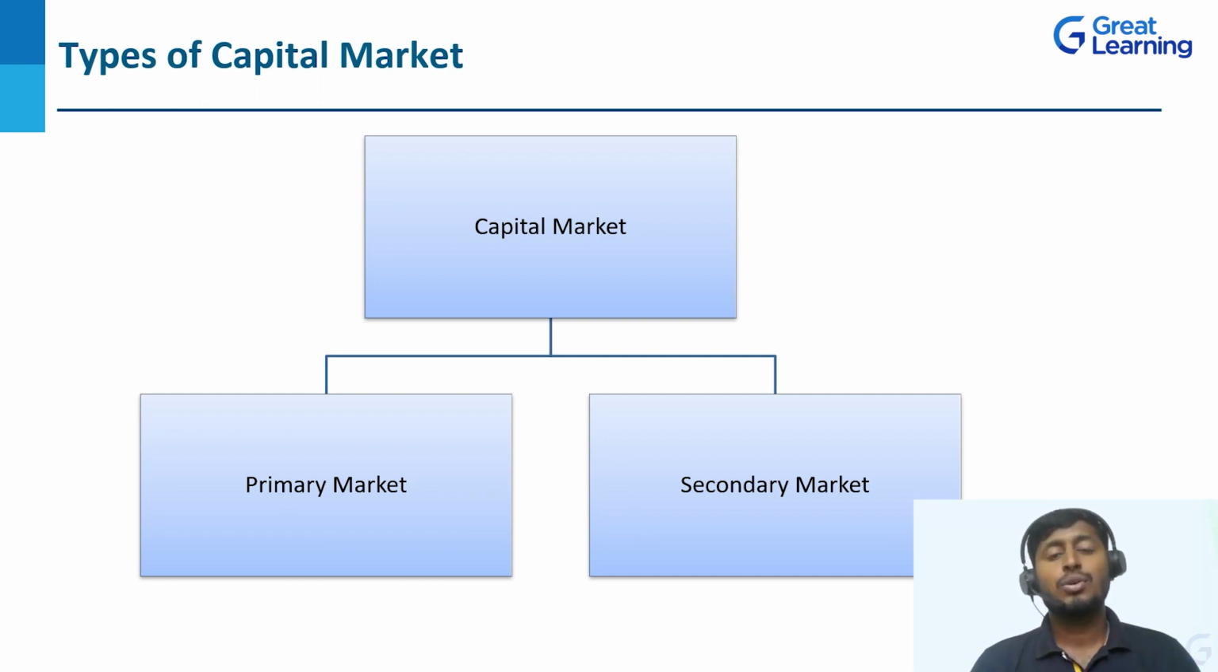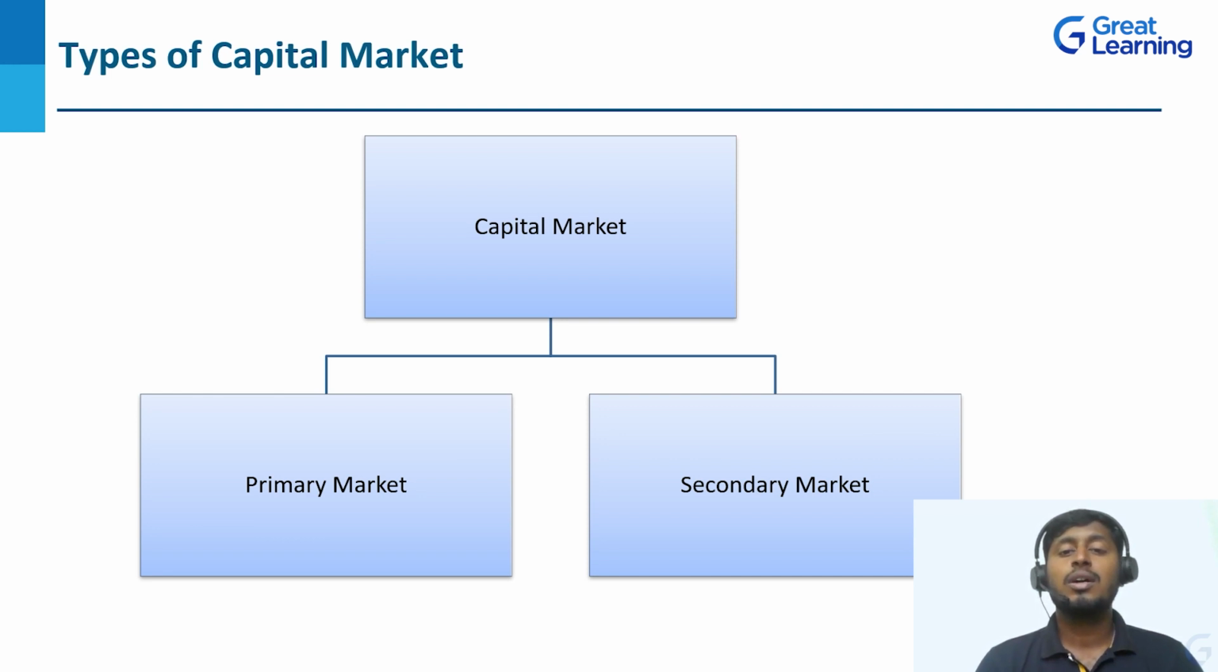Next one, types of capital market. In the financial system, we have two categories, that is capital market and money market, correct? Under capital market also we have two classifications, that is primary market and secondary market. So these are the two types of capital markets. We'll see what we mean by the primary market.